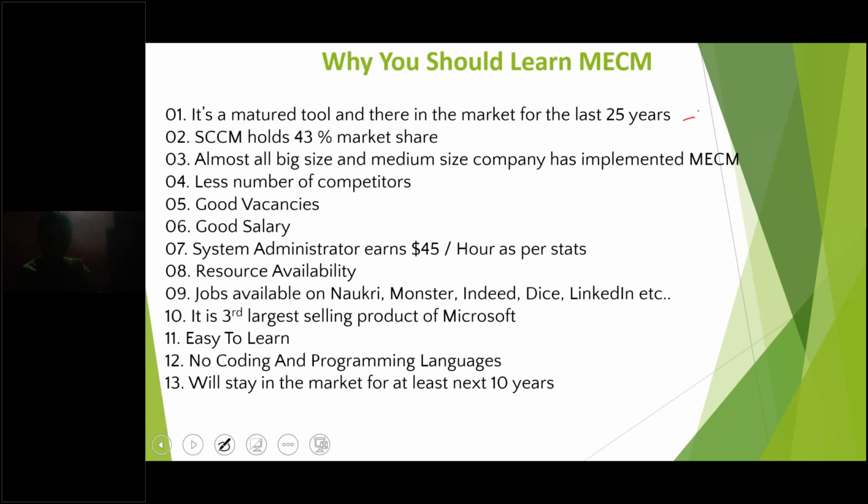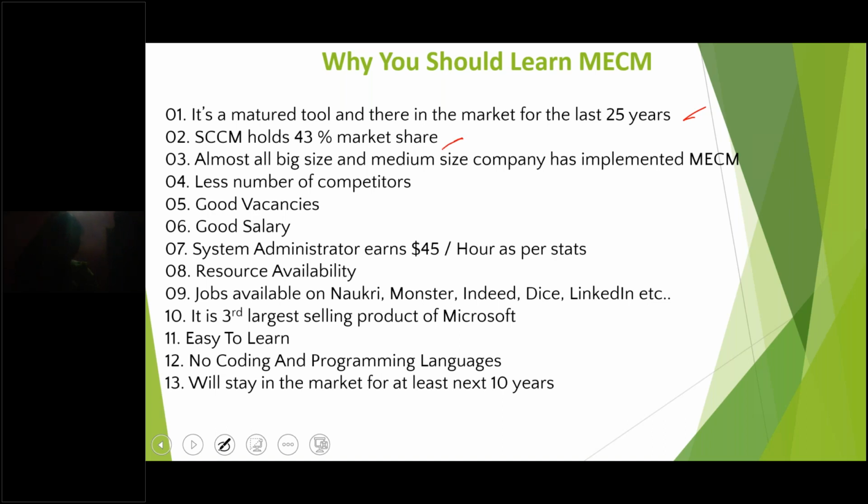Because it is a matured product. It is there in the market for the past 25 years. Okay, it's not a new product. 25 years this product is there in the market.